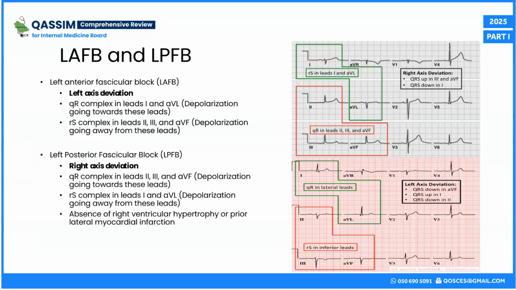In left anterior fascicular block, you will have left axis deviation, which you see by looking at lead 1 and lead AVF. Then look at the QR complex in lead 1 and AVL. It will be negative. In lead 1 and AVL, they will be pointing toward each other, while there's an RS complex in lead 2, 3, and AVF, an R and S complex.